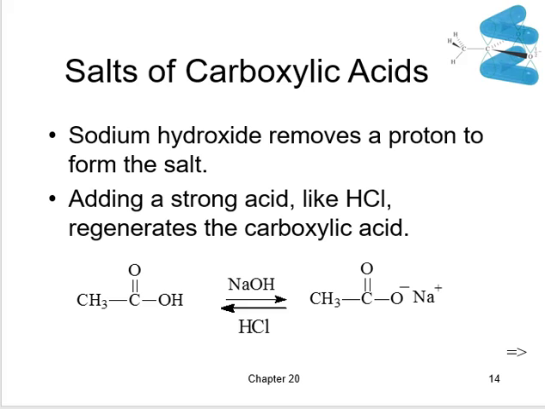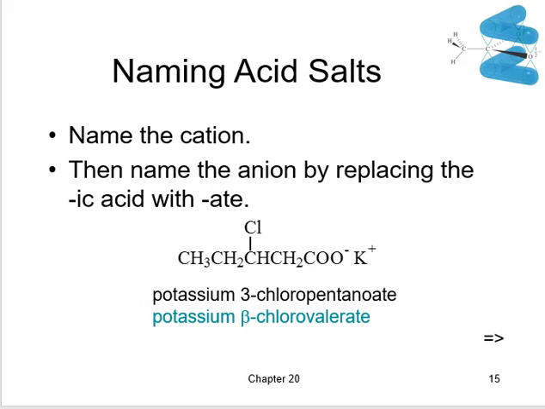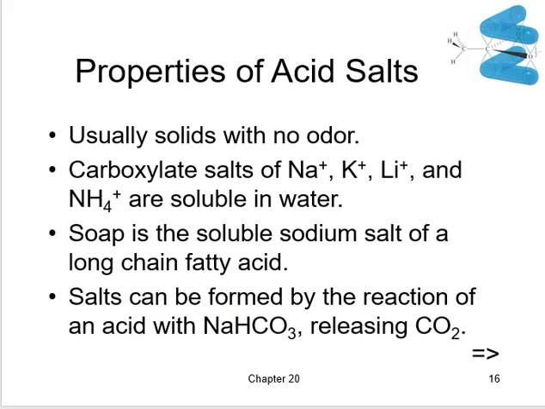Salts of carboxylic acids: sodium hydroxide removes a proton to form the salt. Adding a strong acid like HCl regenerates the carboxylic acid, which is shown here. Naming acid salts: name the cation, then name the anion by replacing -IC acid with -ATE. Properties of acid salts: usually solids with no odor.